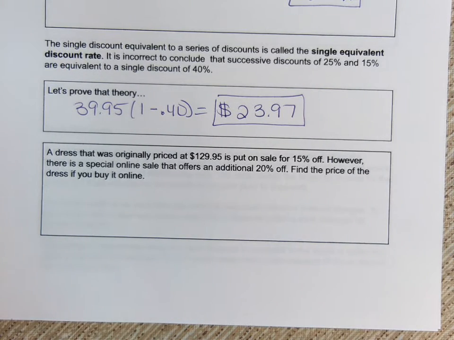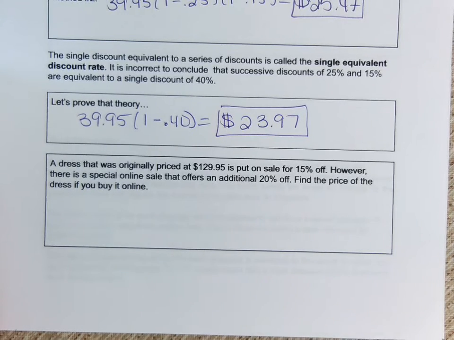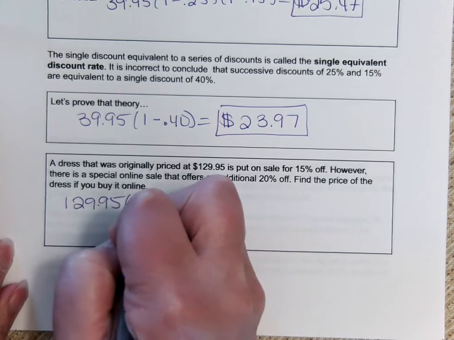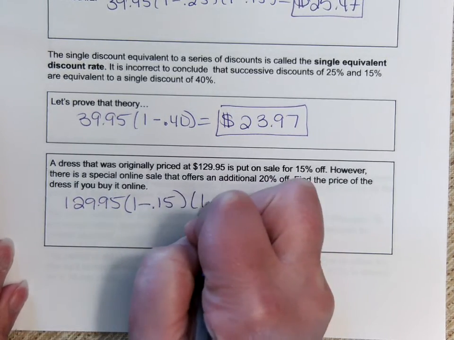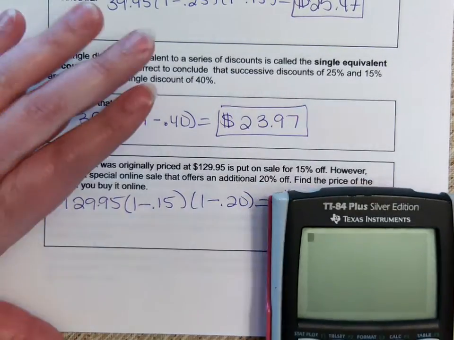So let's try another example. So we have a dress. A dress was originally priced at $129.95, is put on sale for 15% off. However, there's a special online sale that offers an additional 20% off. Find the price of the dress if you buy it online. So we're going to do $129.95 times 1 minus 0.15 times 1 minus 0.20. Do it all at once. Save yourself a big old hassle.